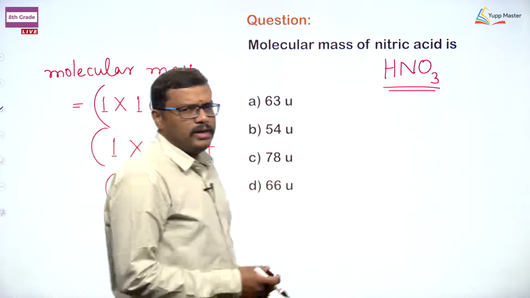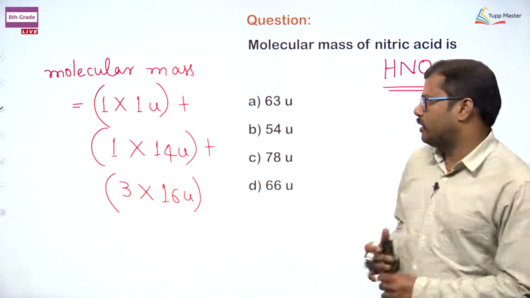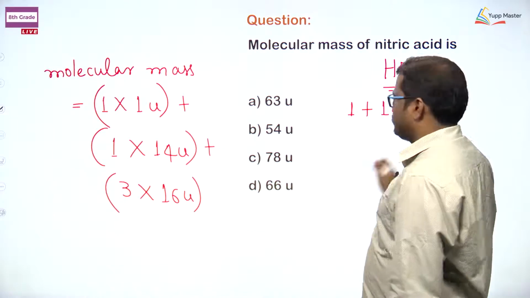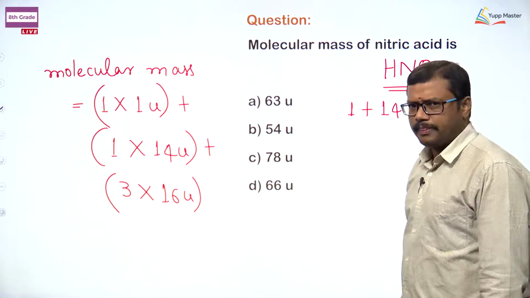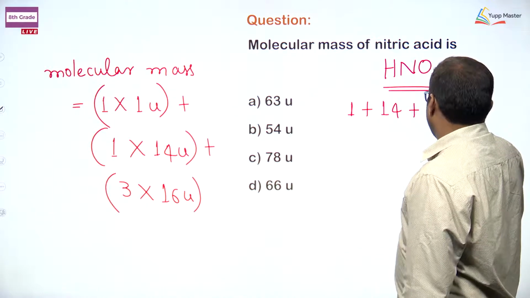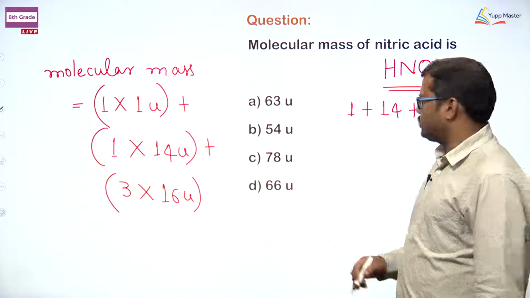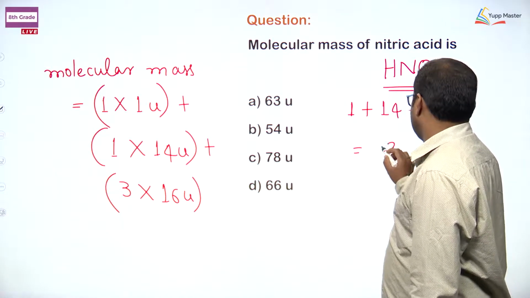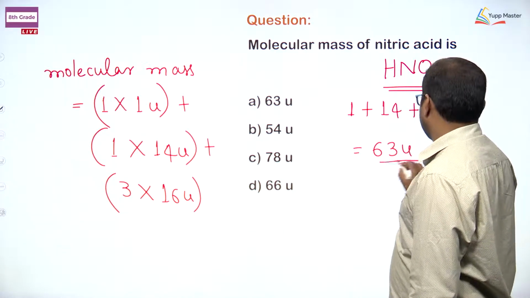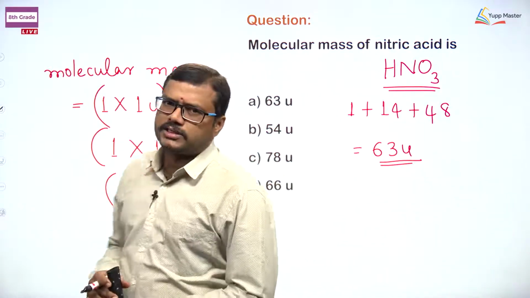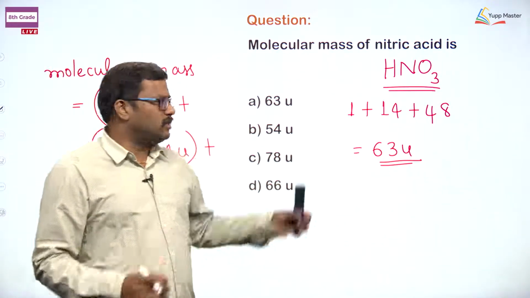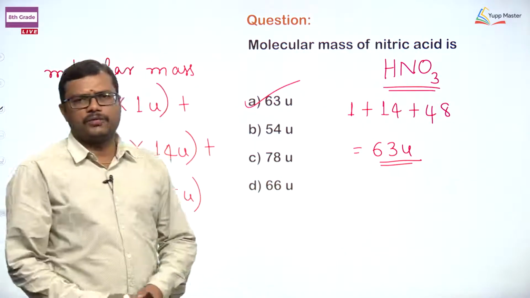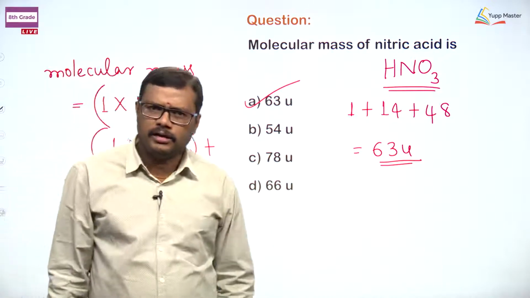So, 1 into 1, it is 1, 14 into 1, 14. So, this will be 1 plus 14 plus 16 times 3, that is 48. So, 48 plus 14 plus 1 is 63 U. So, 63 unified mass is the molecular mass of nitric acid. So, 63 is the first option. So, the first option is correct in this particular question.